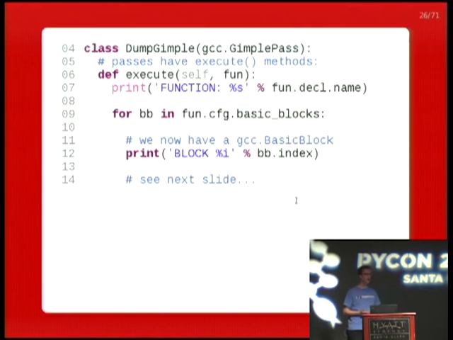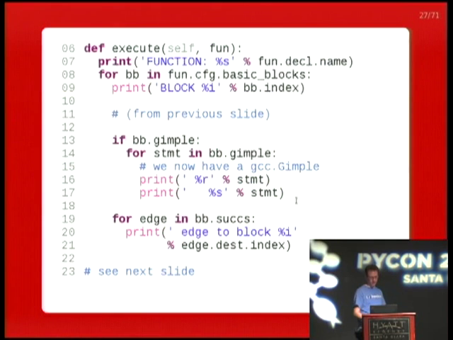So you see how I've created what I hope is a pretty Pythonic API to what really, really isn't internally. And so it's all attributes and objects and stuff. And let's print the block's index. We're at line 13. If it's got Gimple statements, let's iterate through them. We'll print the repr. We'll print the stringification. And then let's look at the successor edges of control flow leading out from the block and print where they go to.